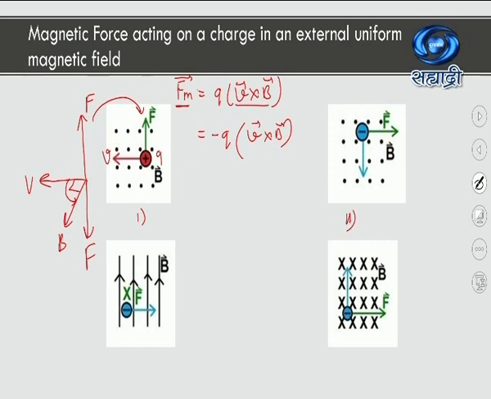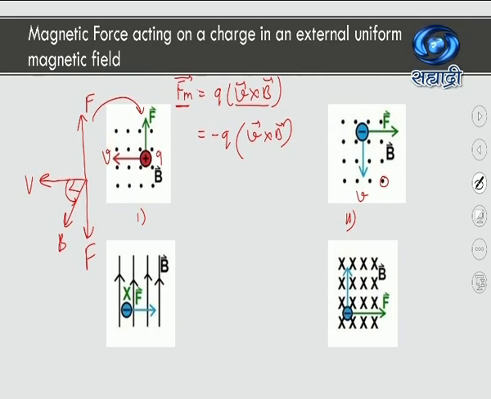In second case, magnetic field is still outward. The charge is negative and is moving with velocity V downward. What should be the direction of force? Do it yourself. Let me explain as well. Here, if this charge would have been positive, then what should be the direction? And the direction for this charge will be opposite to what we have obtained.